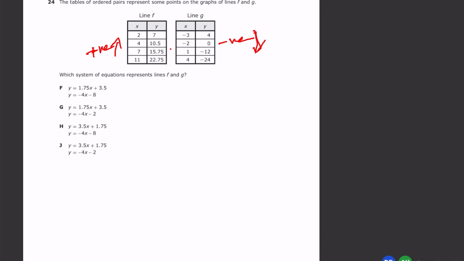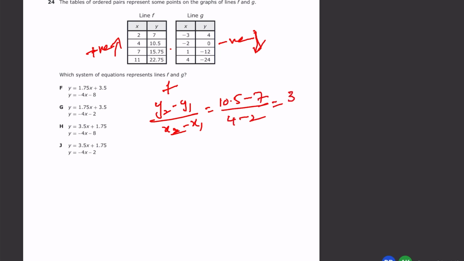So now you can check out what is the slope for this value. You can see that for line f, I am doing y2 minus y1 by x2 minus x1, is equal to 10.5 minus 7 divided by 4 minus 2, which is 3.5 divided by 2, which is 1.75.